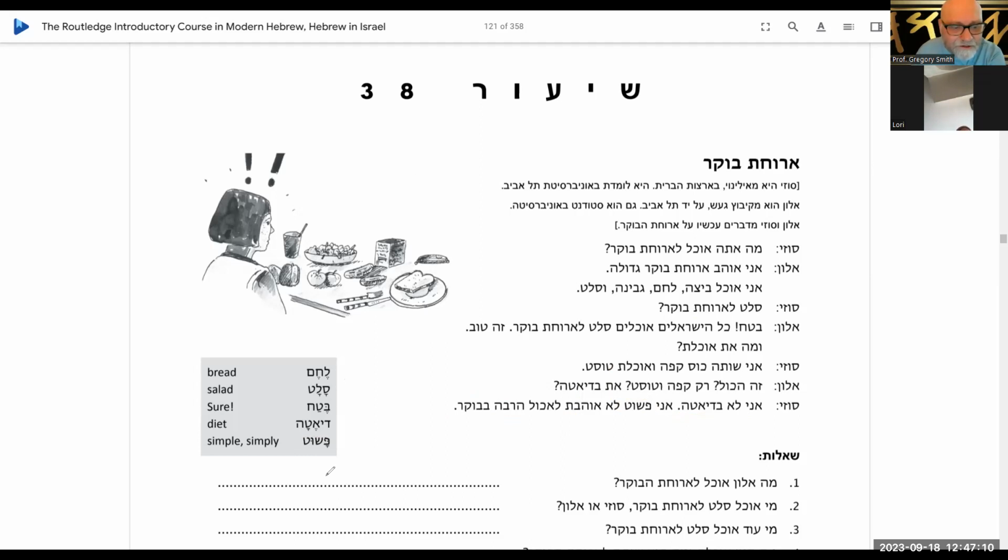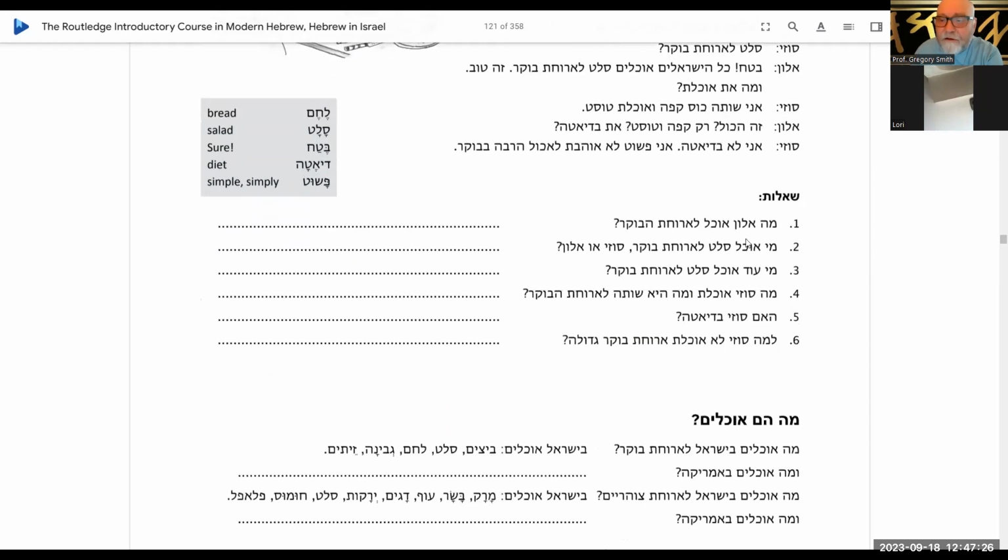We got some new words here. Pashot means simply. Okay. It sounds somewhat like shota, which means drink. So I thought, does it have something to do with drink? No, it means simply. Pashot. All right, good deal. Okay, so now we have she'elot, which are the questions.